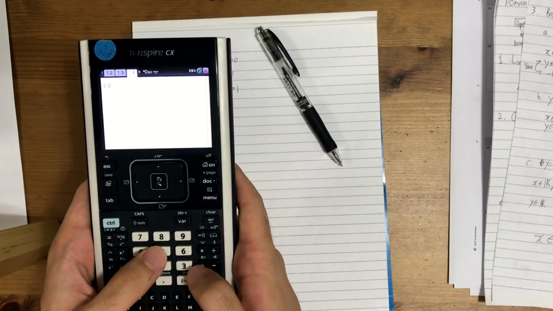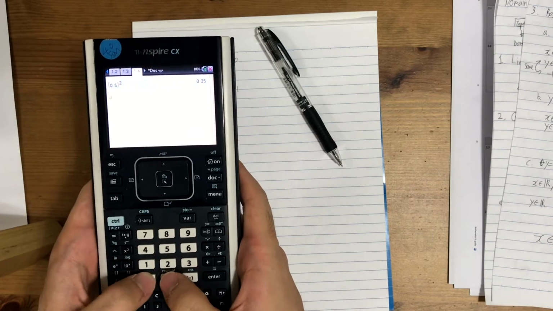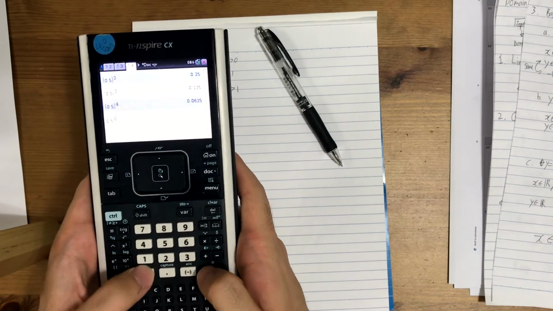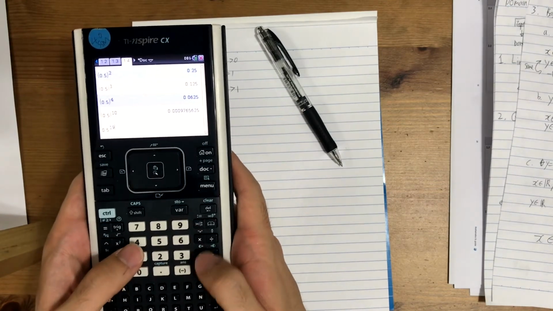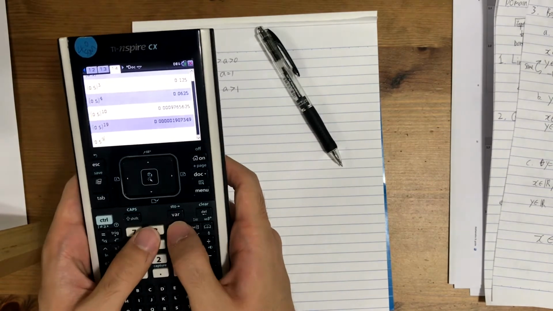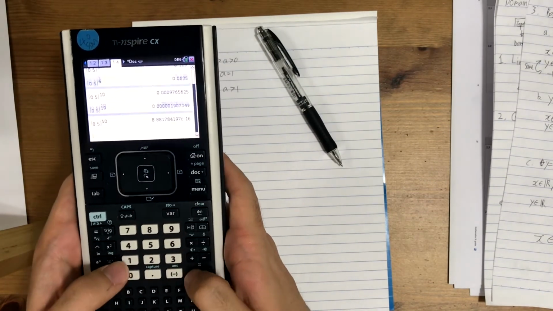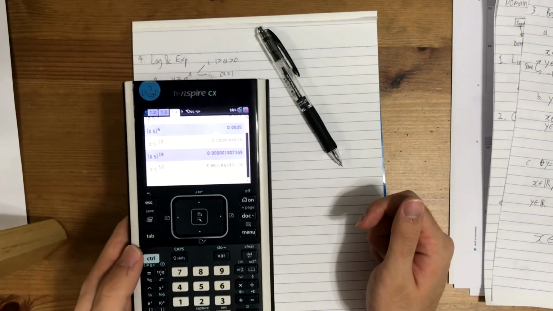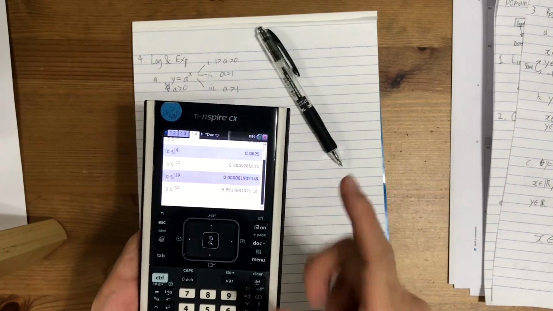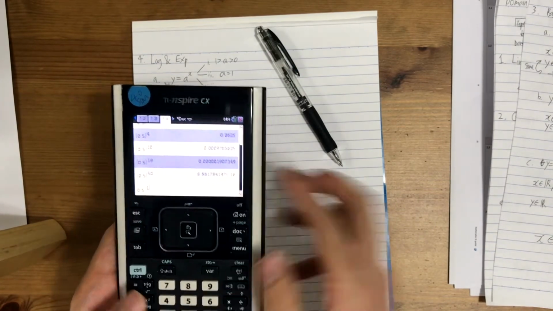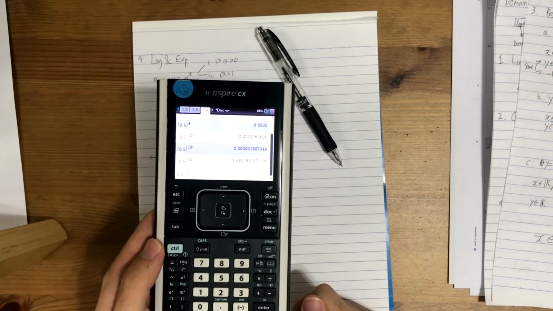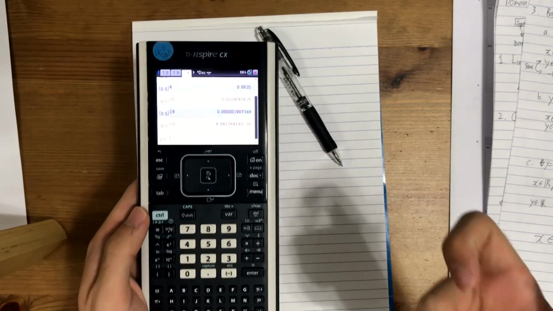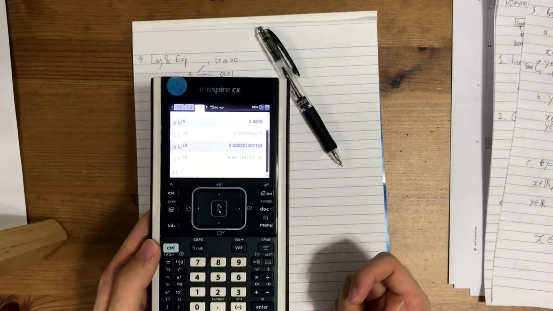So 0.5 squared, you see that the value gets smaller and smaller as the power gets larger and larger, right? Then what about when the power is negative? So remember, using the exponential property, if the power is negative, then we take the reciprocal. So the reciprocal of half is 2.